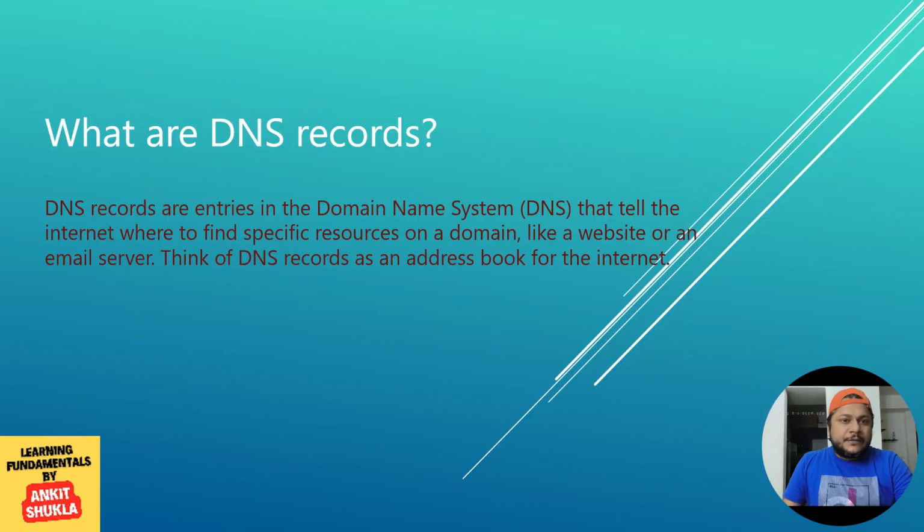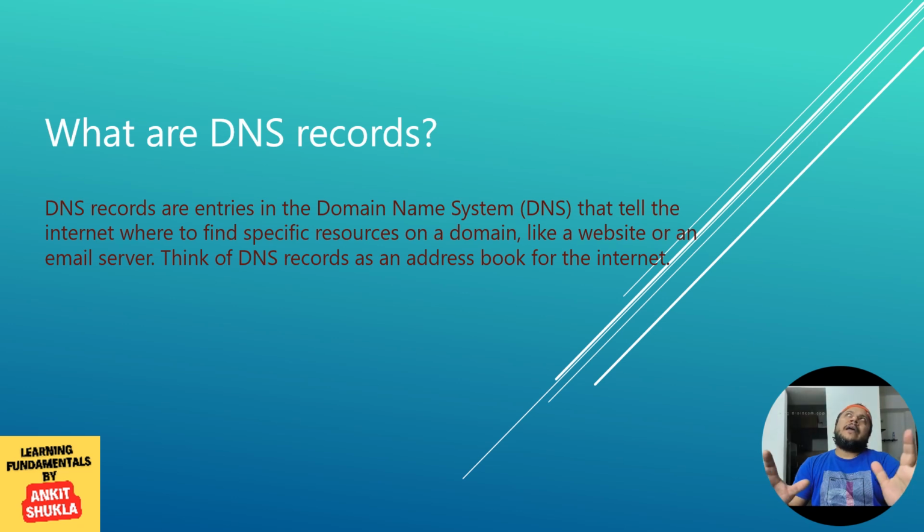What are DNS records? DNS records are entries in the domain name system that tell the internet where to find specific resources on a domain, like a website or email server. You can think of DNS as something like an address book for the internet. For everything used or published on the internet, we have a DNS record.